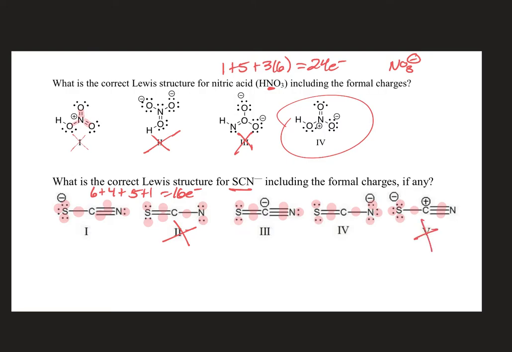So hey, we could at least eliminate 2 options just by counting carbons. So 2 and 5 were not it. All right, next, let's look for octets.